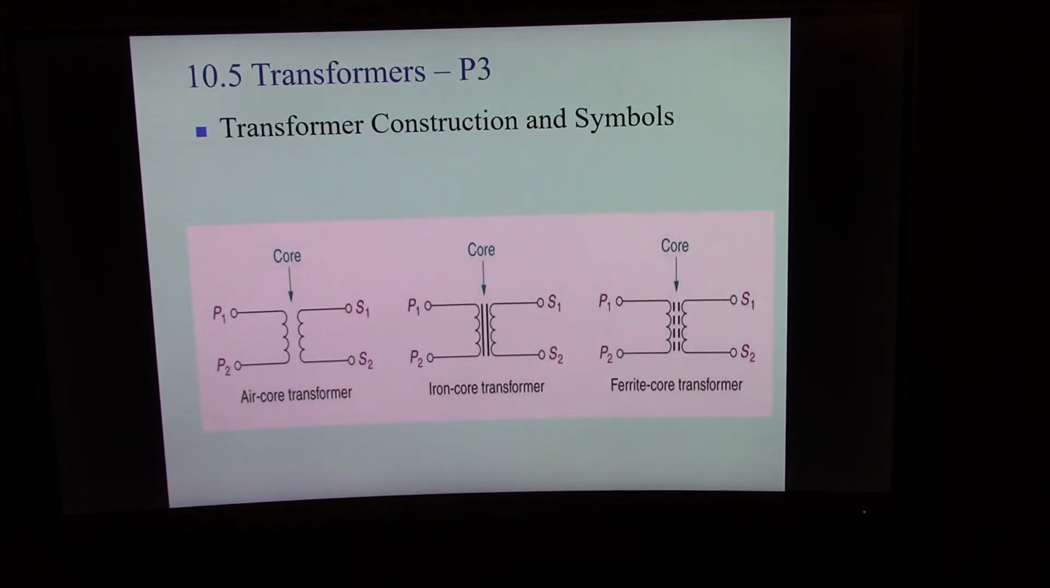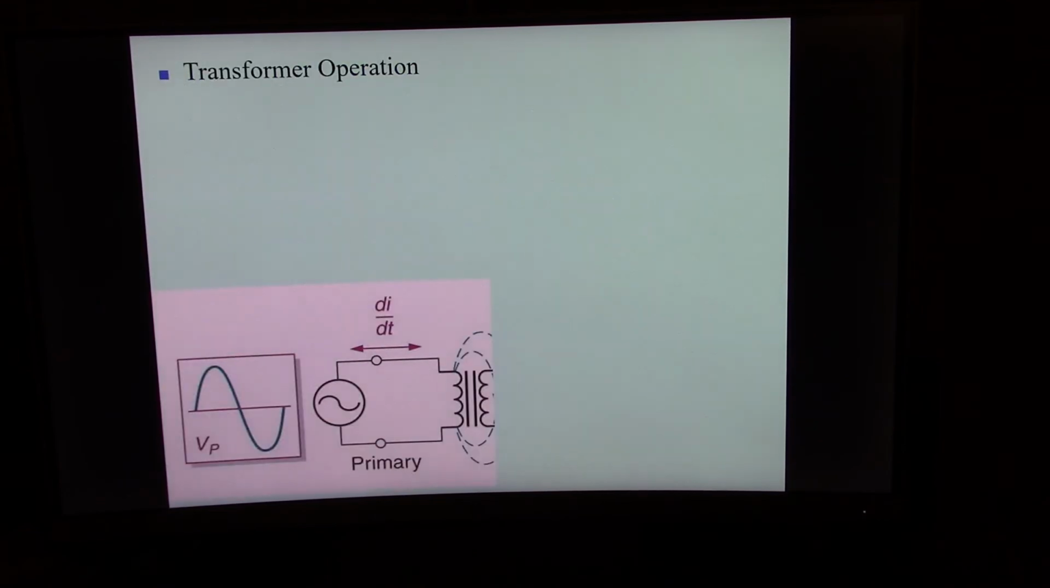So here are different kinds of transformers. This is an air core transformer. There is no core in here. This is an iron core transformer, ferrite core transformers. By putting this core in here, all it does is increase the efficiency of the transformer. So here's the input voltage of the transformer, which is on this side right here, and this is the output.